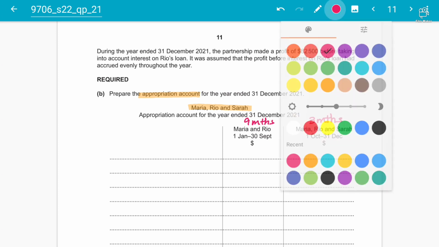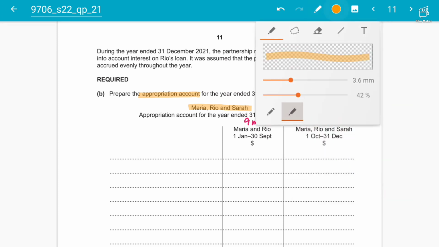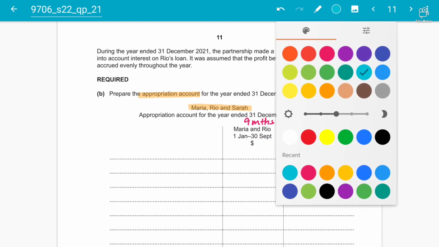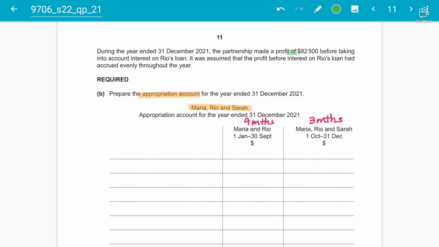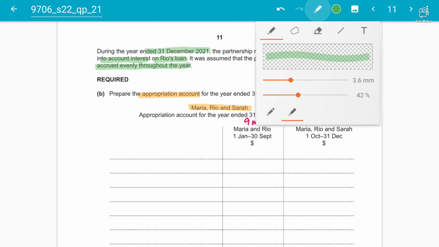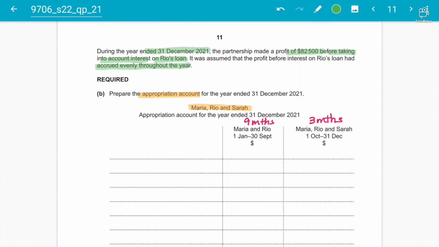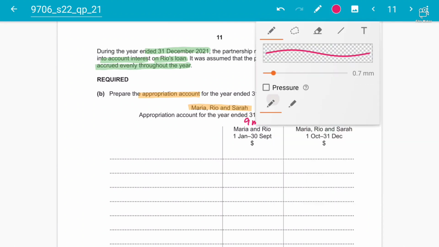Apart from that, we need to understand that the partnership made a profit before taking into account interest on Rio's loan. So they have already mentioned, to make it very clear and easy, the examiner is trying to help you because he wants to check your concept on partnership agreement. So there is no interest charge that we have to charge, and there's a profit of 82,500 already that is going to be accrued evenly throughout, which means that each month the revenue is same, the profit is same, okay? Each month we are getting the revenue same. So let's start working on it.